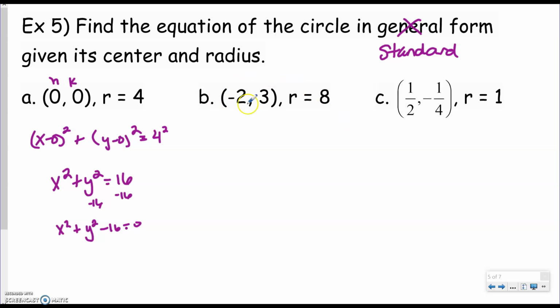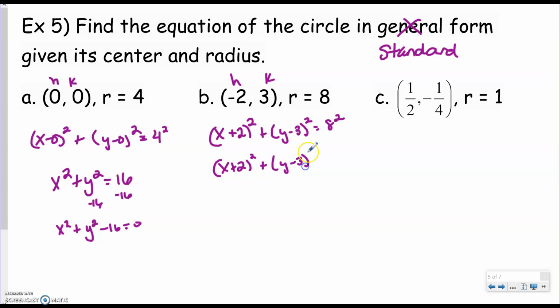Okay, so next one, h, k, and r. So I'm going to do x minus negative 2, which becomes x plus 2, quantity squared, plus the quantity y minus 3 squared equals 8 squared. So in standard form, we have x plus 2 quantity squared, y minus 3 quantity squared equals 64.